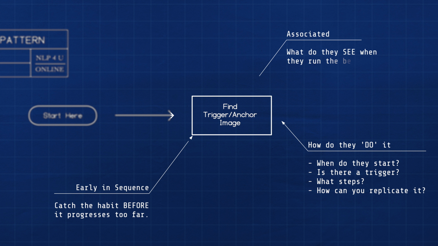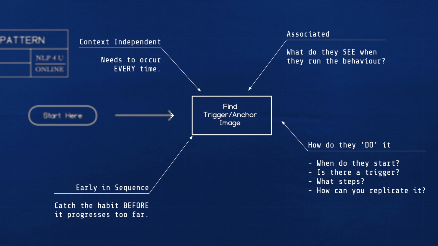This image is an associated image. The client is looking out of their own eyes, and so the anchor image is of their hand near the face. Remember, the anchor image needs to be something that will always occur in the process and shouldn't be affected by context. Getting the right trigger image can be tricky, and getting it wrong can cause more problems.